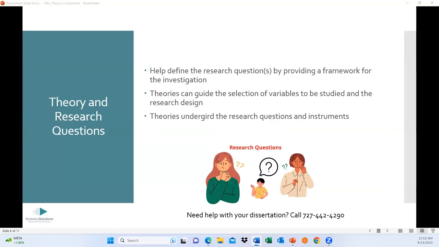Theory can help you develop research questions. The research questions are usually based on some kind of theory, or they're based on previous research to some degree. They're inevitably somewhere theoretically informed. And they can help to define the research question by providing, again, that framework for the investigation. They can also help your selection of variables for what you're actually studying, and this helps you craft your research questions.